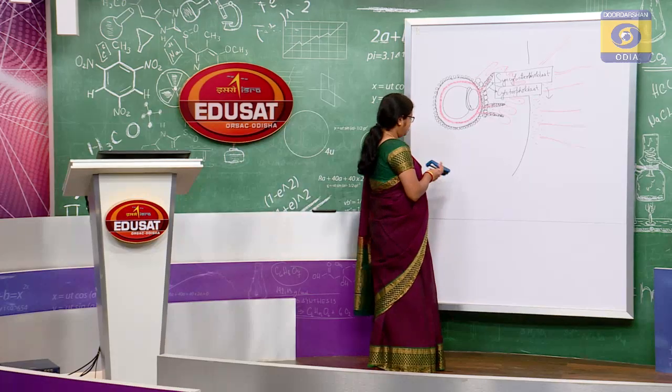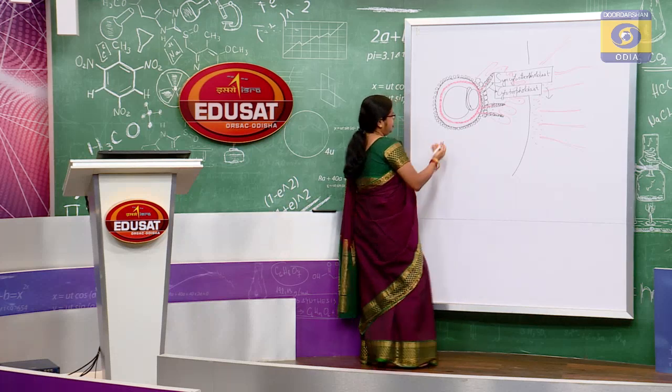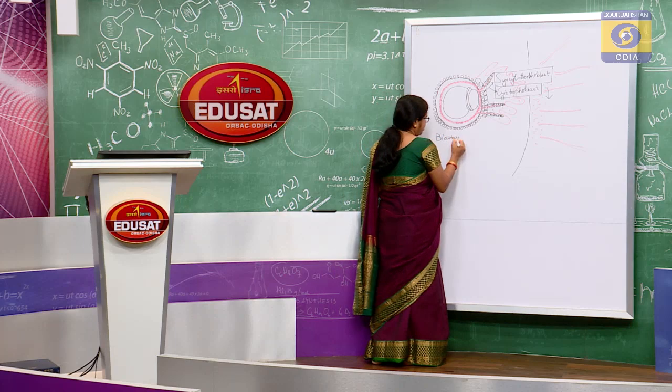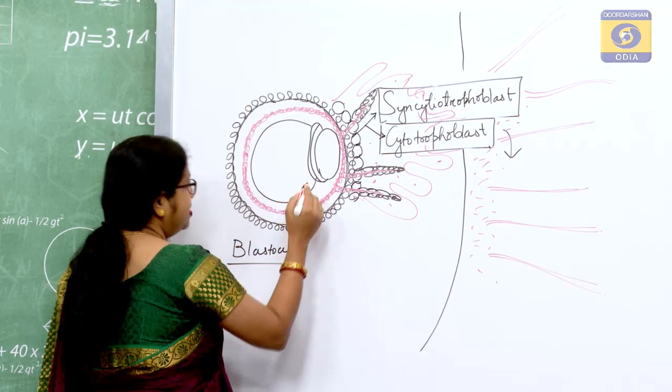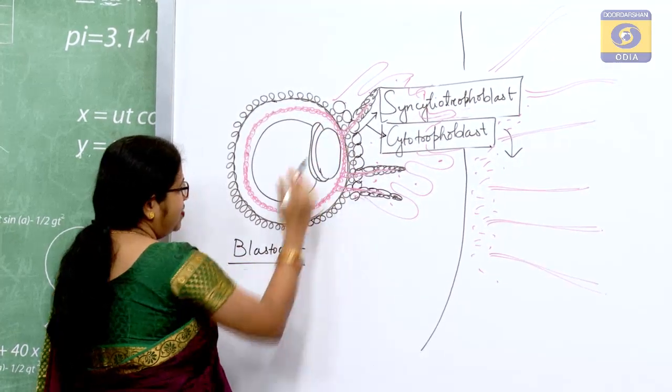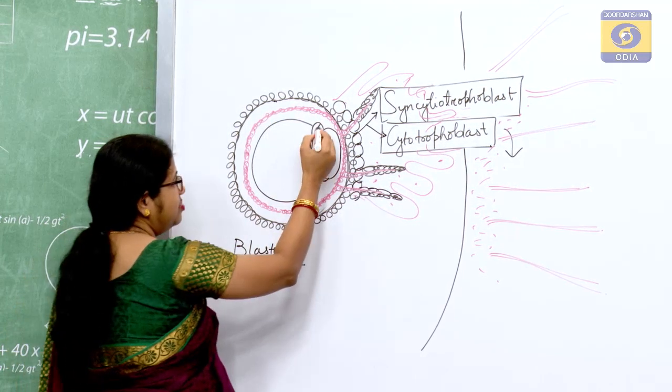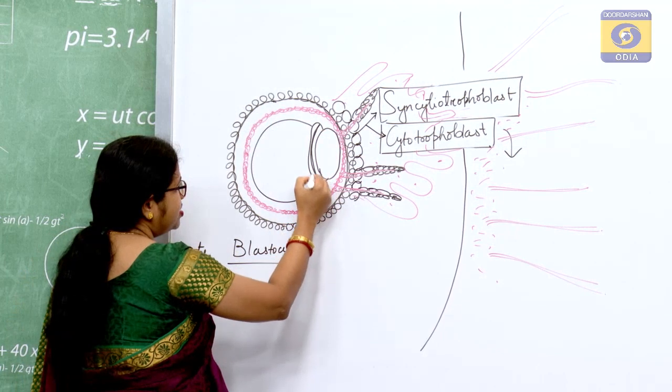So, in this diagram, this is my blastocyst stage. We had a space or a cavity, this is a late blastocyst we can say, where we have the germinal bilaminar disc.